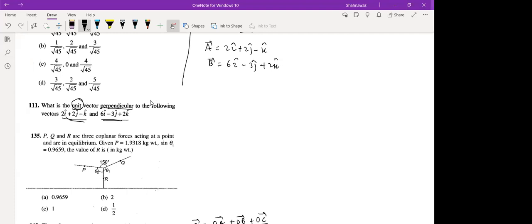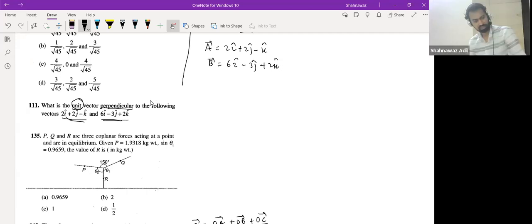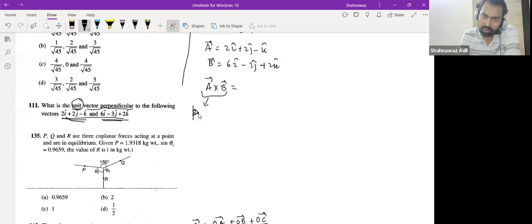So cross product. Yes, absolutely right. Good. If we take the cross product of these two vectors, we get a vector which is perpendicular to both the vectors. So that is what I was saying. First, let us calculate the vector which is perpendicular to both. A cross B is perpendicular to both, right?